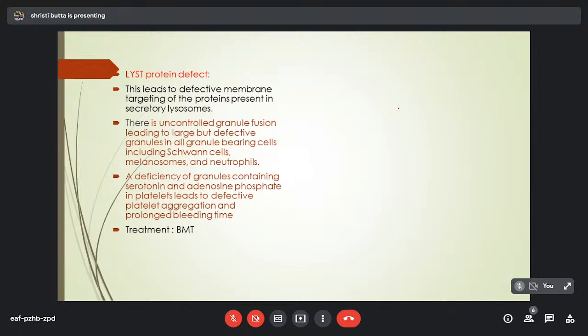LYST protein is encoded by the CHS1 gene. What is the function of LYST protein? The defective formation of this protein results in uncontrolled granule fusion, and that results in what is referred to as large or giant granules, not only in neutrophils but also in the Schwann cells, melanosomes, etc. A deficiency of granules containing serotonin and ADP in platelets often results in defective platelet aggregation and even a prolonged bleeding time.